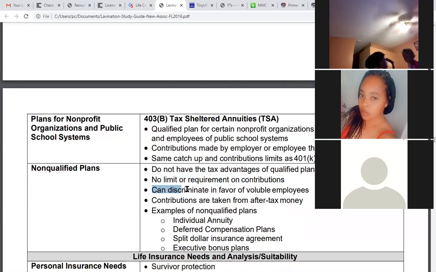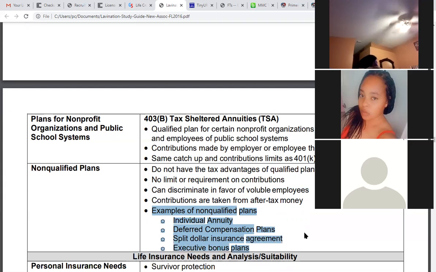They can discriminate in favor of whoever they want. This plan can discriminate. Contributions are taken from after-tax money, so they pay the taxes first. These are some examples of non-qualified plans, teammates. You need to know those four.